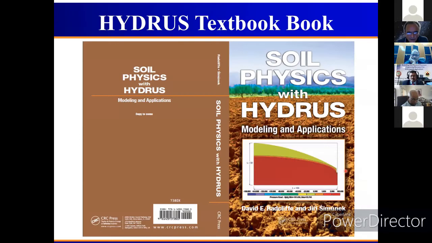I want to mention that there is a textbook called Soil Physics with HYDRUS, which was written by David Radcliffe. It's a typical textbook on soil physics, where we explain a lot of processes using various tools which we develop, such as HYDRUS, but also CXTFIT to simulate solute transport and explain solute transport processes. We use RETC to describe hydraulic properties and so on.